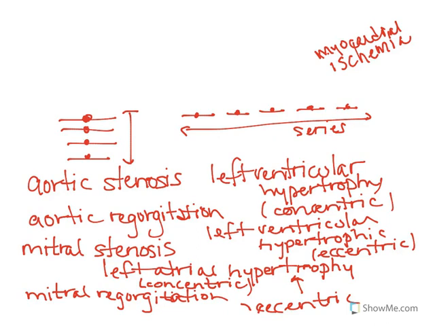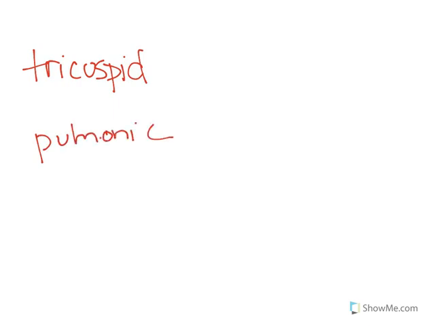I'll let you think about the right-sided valvular defects. What I want you to do is tricuspid regurgitation and stenosis, and also pulmonic regurgitation and stenosis. And I want you to answer these questions. For each of those valvular defects, when would you hear it? Which ones are systolic murmurs, which are diastolic murmurs?